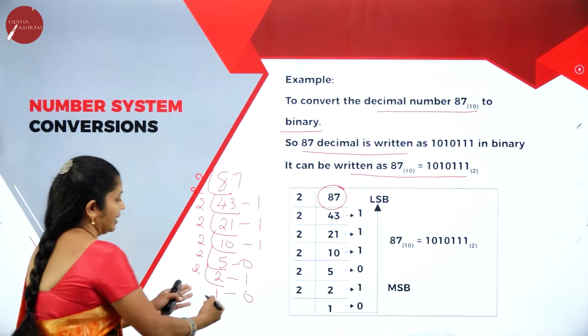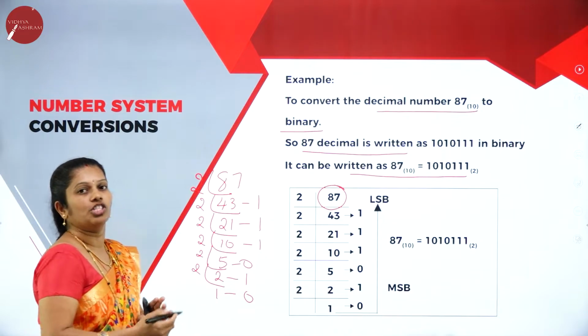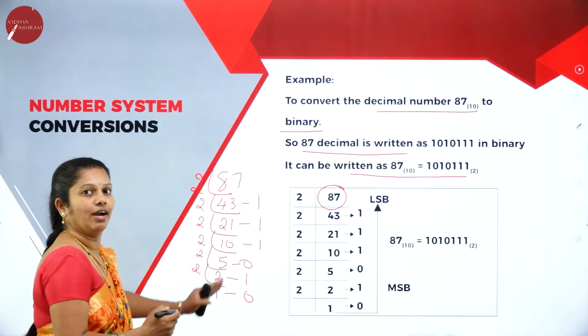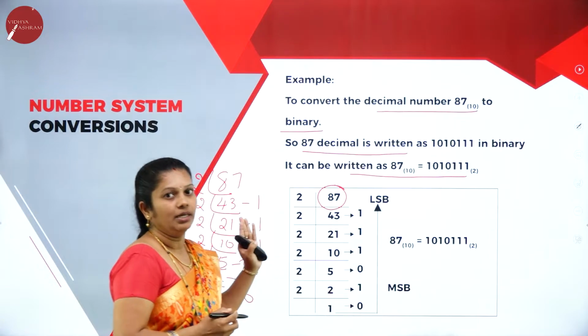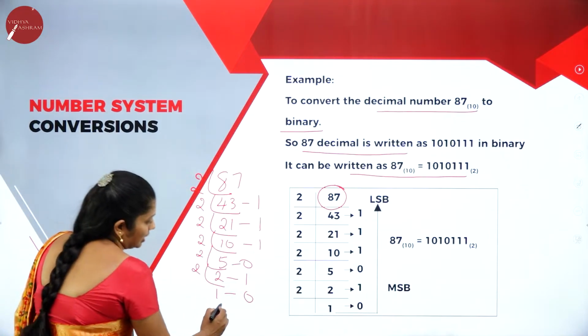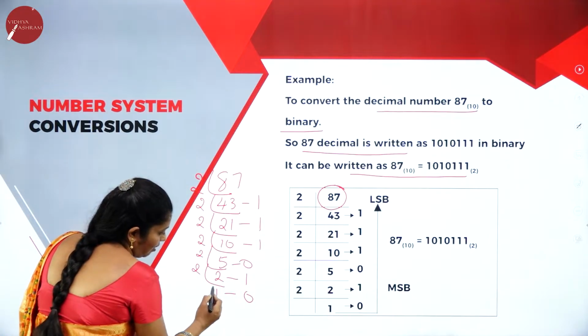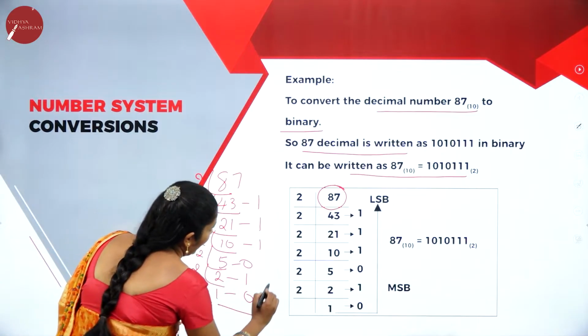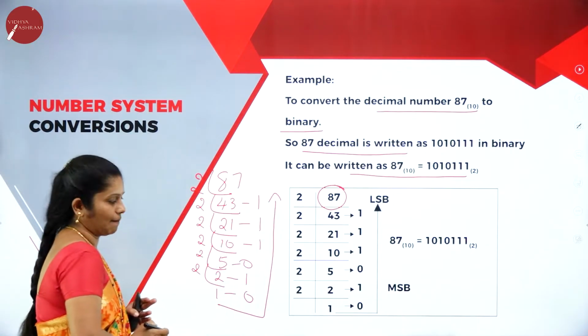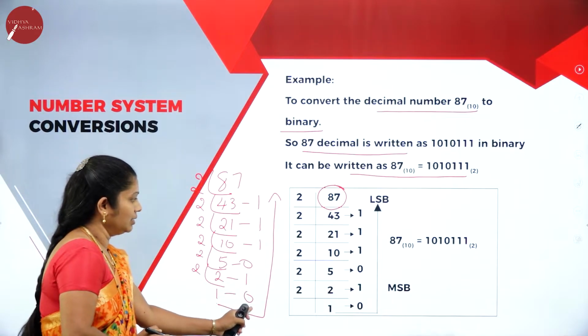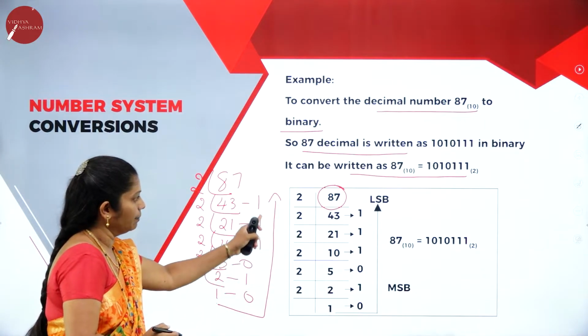As long as the quotient is still divisible, we have to keep dividing and note down the remainder. If you observe this, first you have to write down this value and then move in the upward direction. Then the result will be 1 0 1 0 1 1 1.